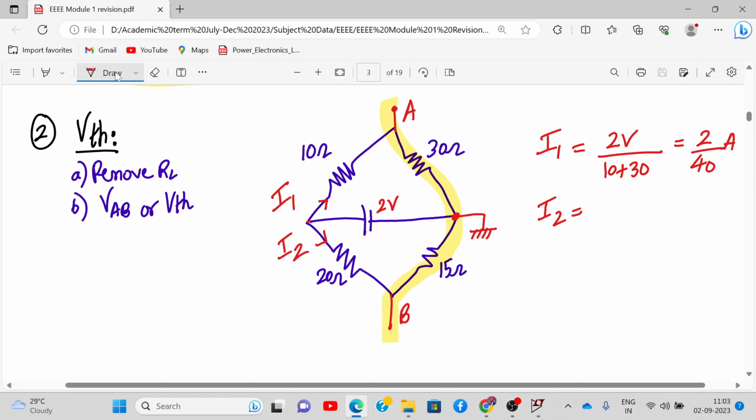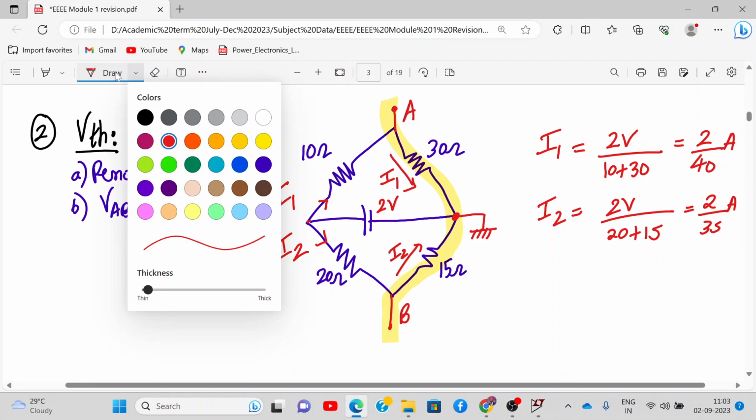Did you understand how we have written I1? Yes, sir. And I2 similarly is 2 volt divided by 20 plus 15, so that will be 2 by 35 amperes. Now tell me what is VAB. This current is flowing like this, I1, and this current is flowing like this, I2.